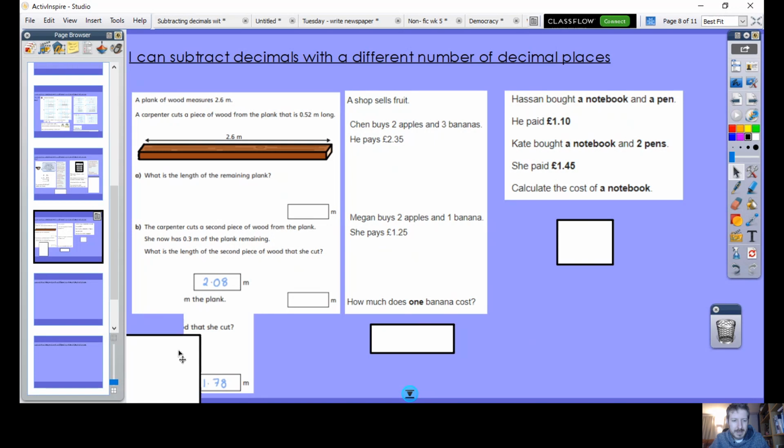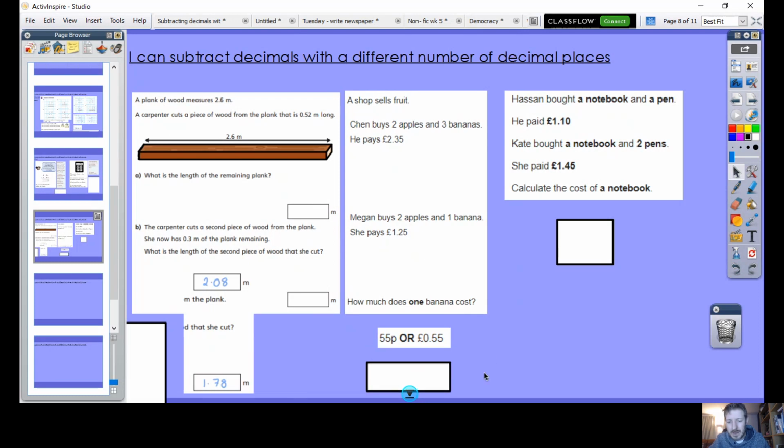Okay, looking at our answers then. So for A, we should have had 2.08 meters, and then for B, 1.78 meters. The cost of a banana in this question, 55p, or £0.55. Showing there we've got our answer is in money. And then the cost of a notebook, 75p.